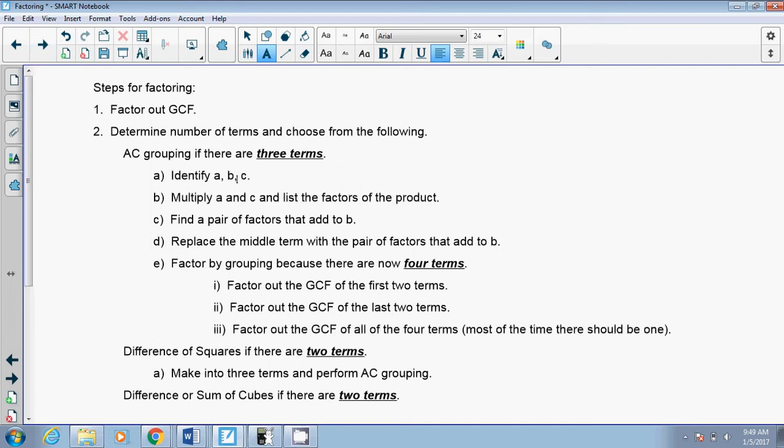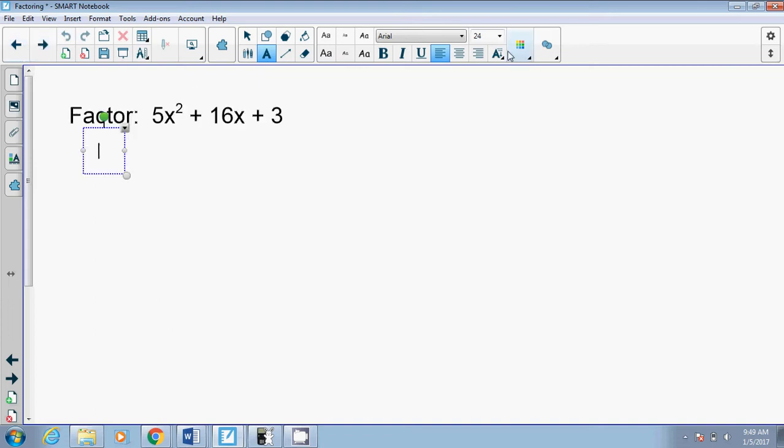All right, so our first step in AC grouping is we want to identify the A, the B, and the C. When I look at this, the A is the number in front of the x squared term, which in this case is 5. The B is the number in front of the x term, which in this case is 16. And the C is just the constant, which in this case would be 3. So I've identified my A is 5, my B is 16, and my C is 3.